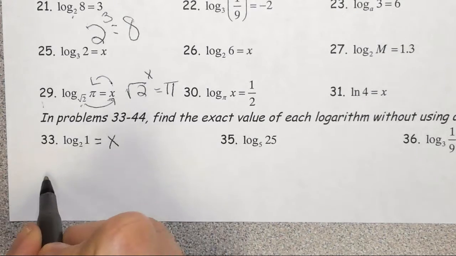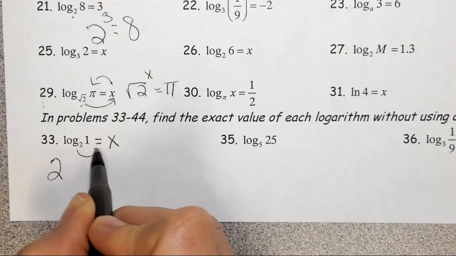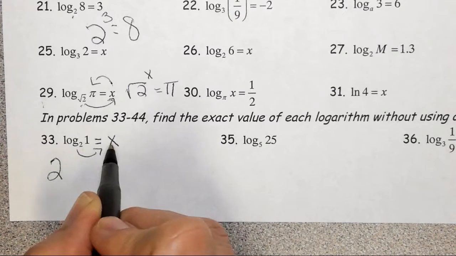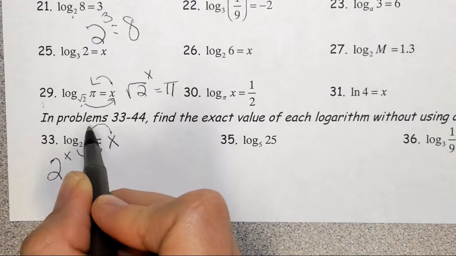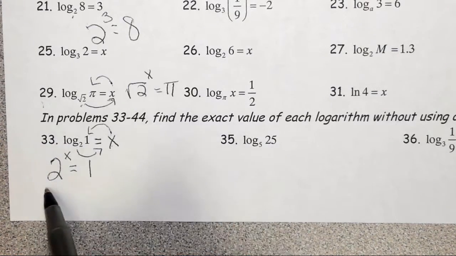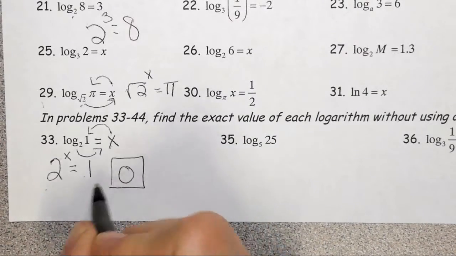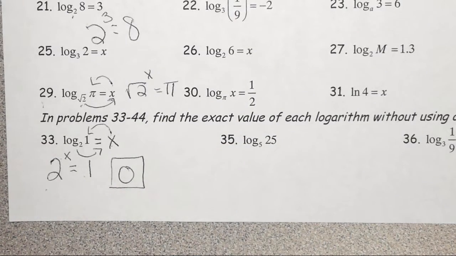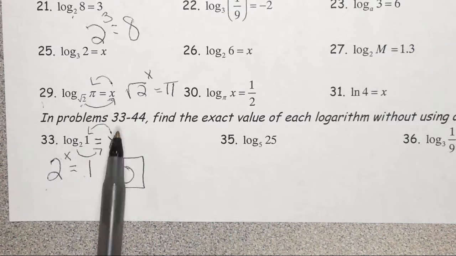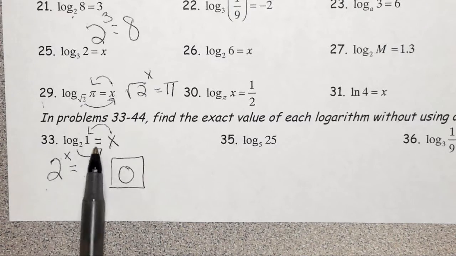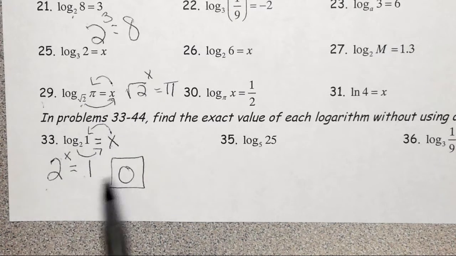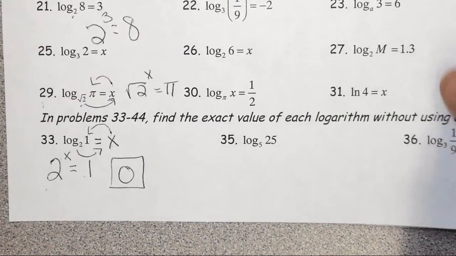So what's my base? To the what power? X equals what? 1. 2 to what power is 1? 0. There it is. Because any power of 0 is going to give you what number? 1. So when you're doing 33 through 44, you're going to set them all equal to x, and then you're going to log roll. So let's go do another one that's a little bit harder.